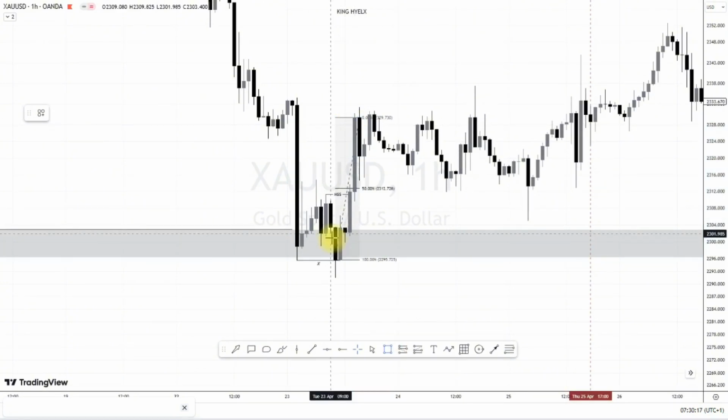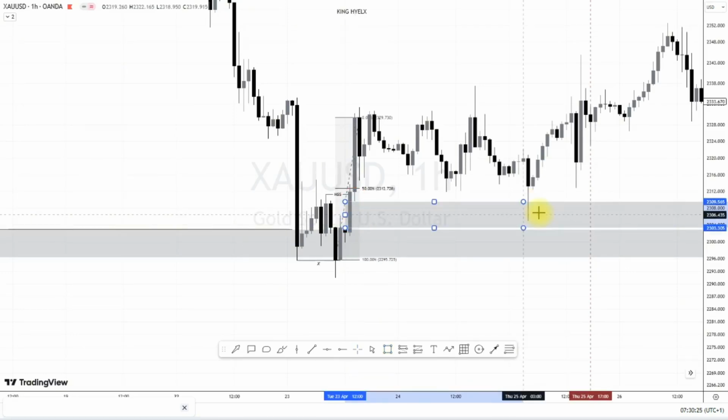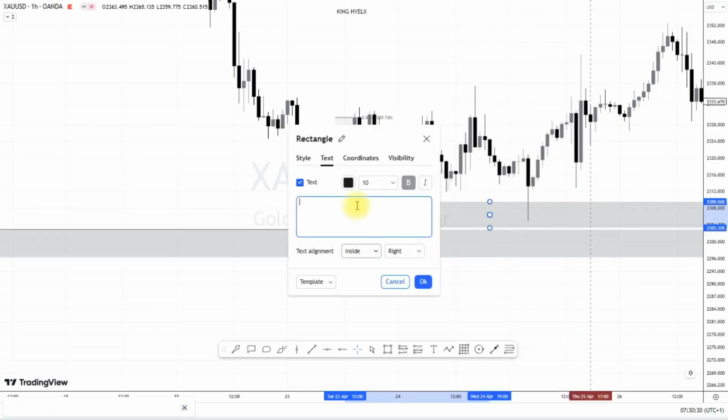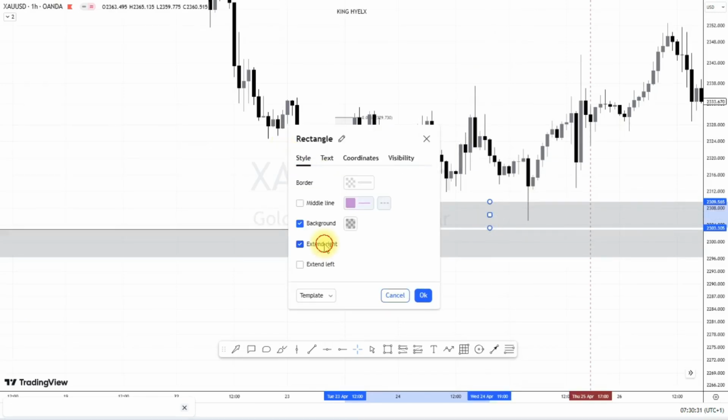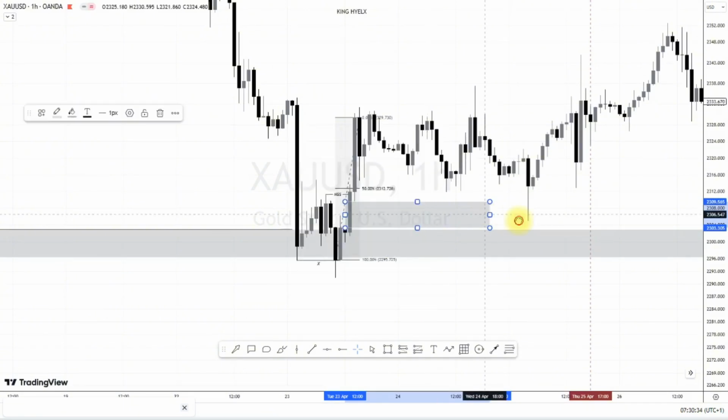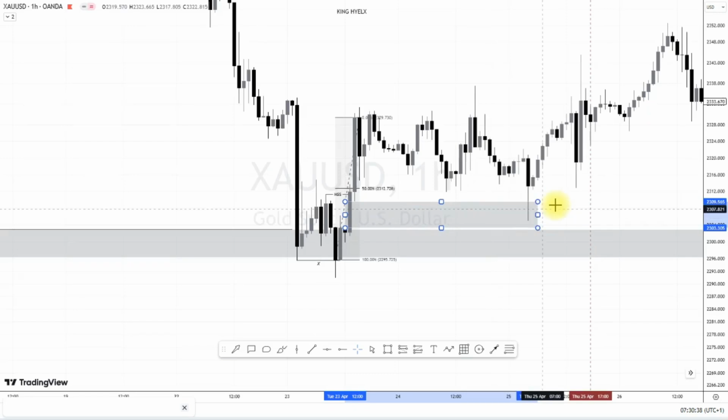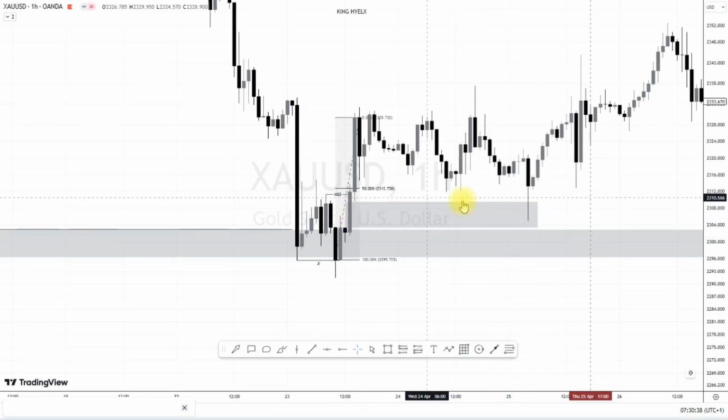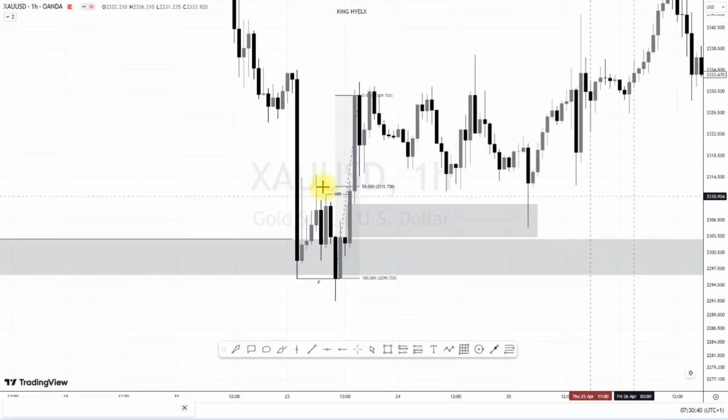You can see that this is a very nice imbalance, buy side imbalance, sell side inefficiency. And so we'll map out our fair valuation gap at discount. Essentially we'll be waiting for price to return to this.